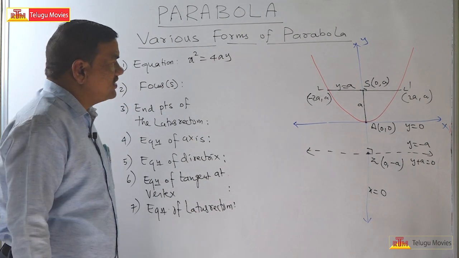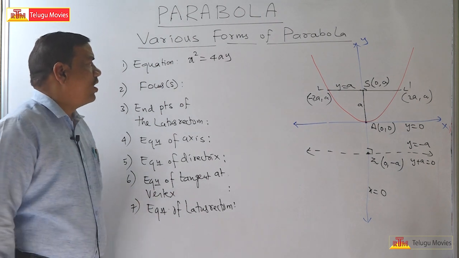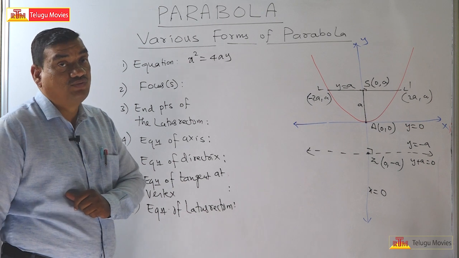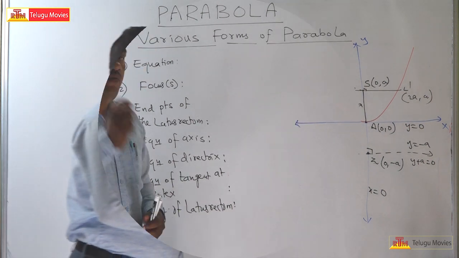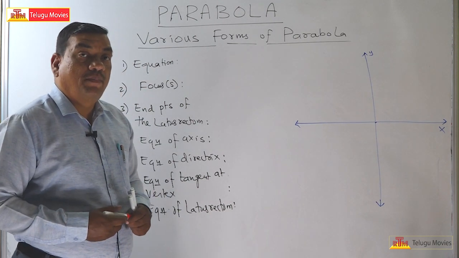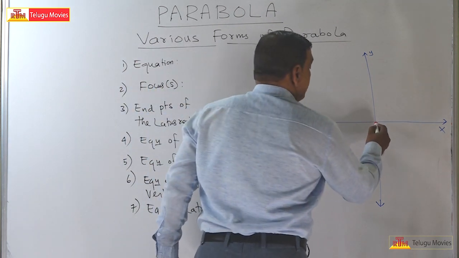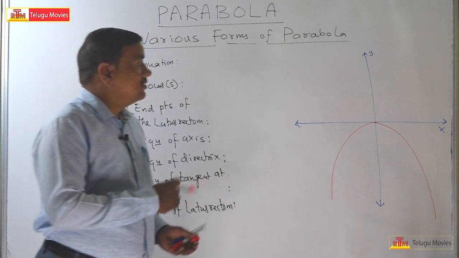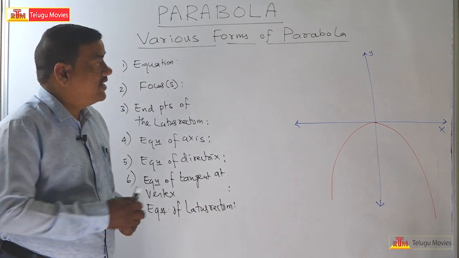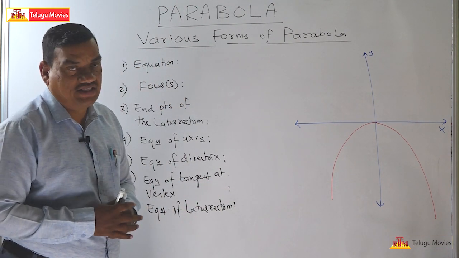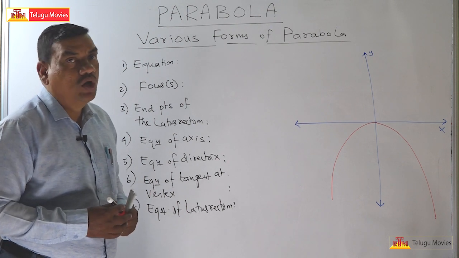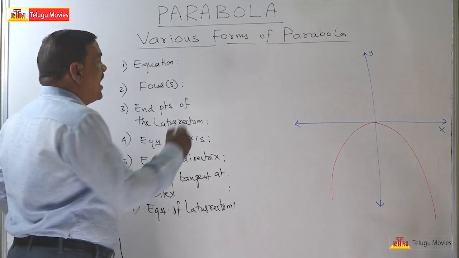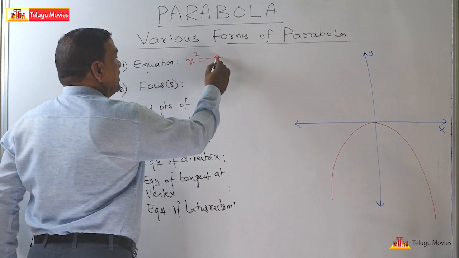Okay. Now let us see another type of parabola, that is x square is equal to minus 4ay. Welcome to another type of parabola. So this passes through the origin and lies entirely in the third and fourth quadrant. The parabola is symmetric about the y-axis. And the equation of this parabola is x square is equal to minus 4ay.